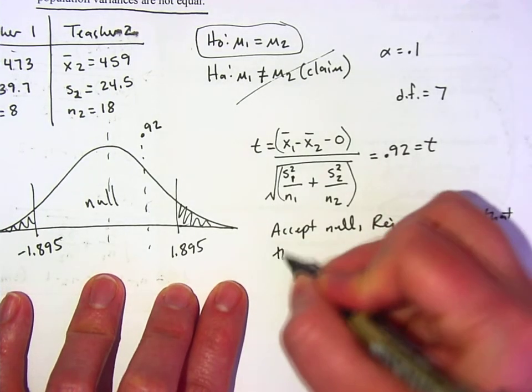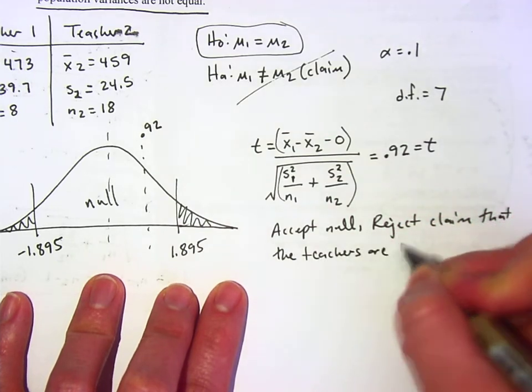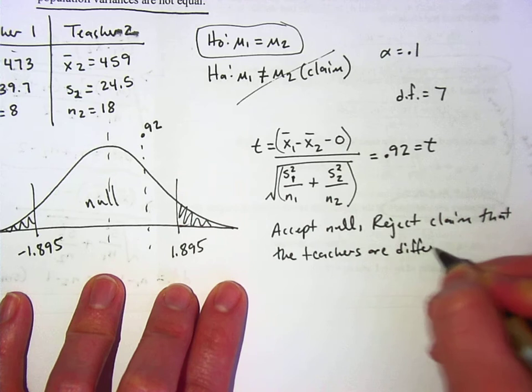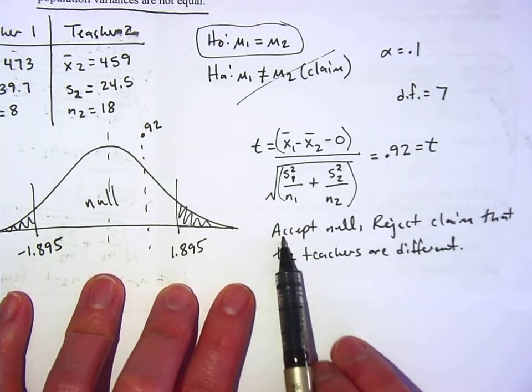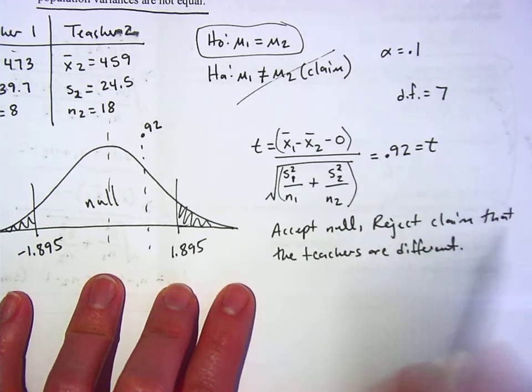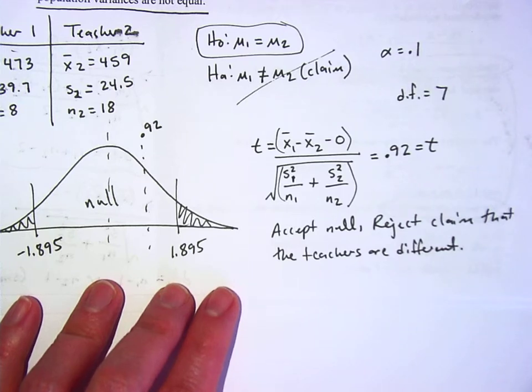That what? The teachers are different? So if we had done it the other way, it would have said here, accept the null, accept the claim that the teachers are the same. See what I mean? So either way, you've really come to the same conclusion. We're saying the teachers are not different enough to be considered different, basically.